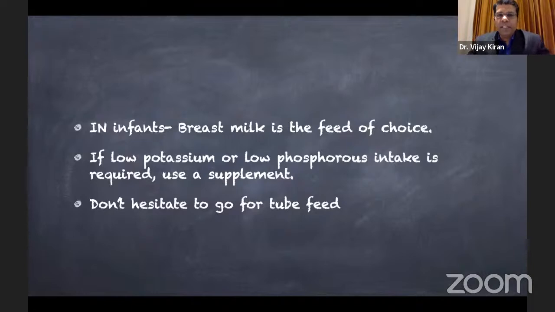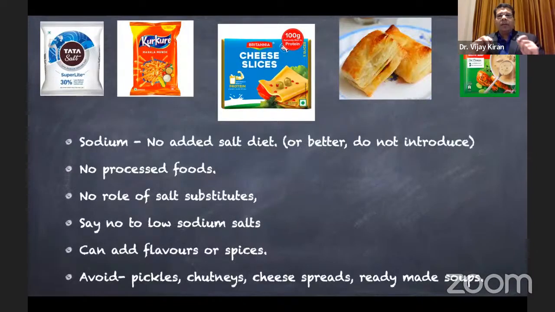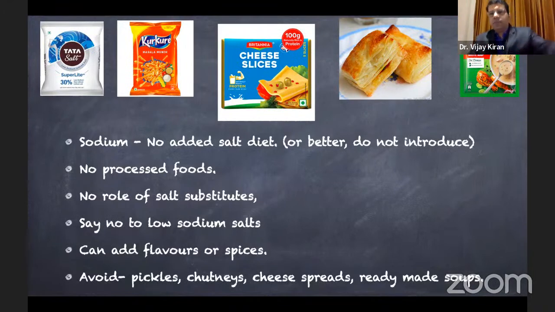In infants, breast milk is the feeding of choice. And if low potassium or low phosphorus intake has to be given, then think about a supplement. Don't hesitate to go for tube feedings. This is a very important thing which you have to remember. If a child has not been introduced to sodium, it is better to just continue, better not to add any salt in the diet, and try to just remember about the invisible salt sources.